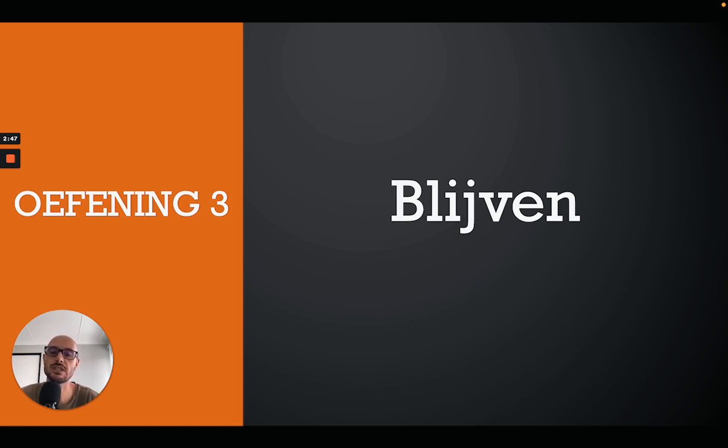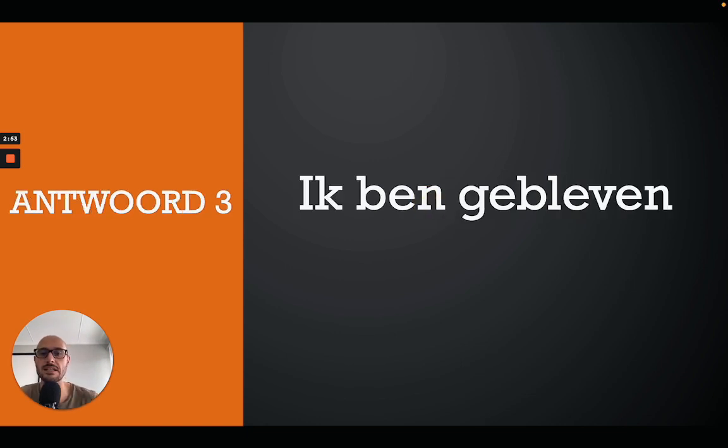We'll go to the next one, and that would be blijven. Blijven means to stay. How would you say in Dutch, I have stayed? Well, the correct answer is ik ben gebleven. Two things which are irregular here. Blijven, gebleven, so the past participle is irregular, but also the auxiliary verb is zijn and not hebben. So blijven is a verb which is always going with the auxiliary verb zijn in the perfectum. Quite important to know that.